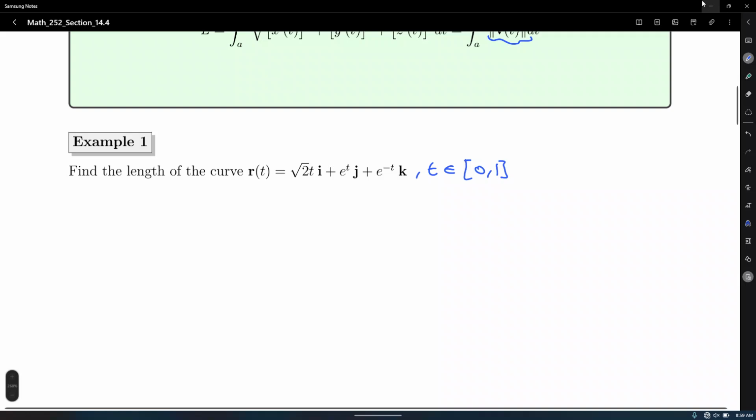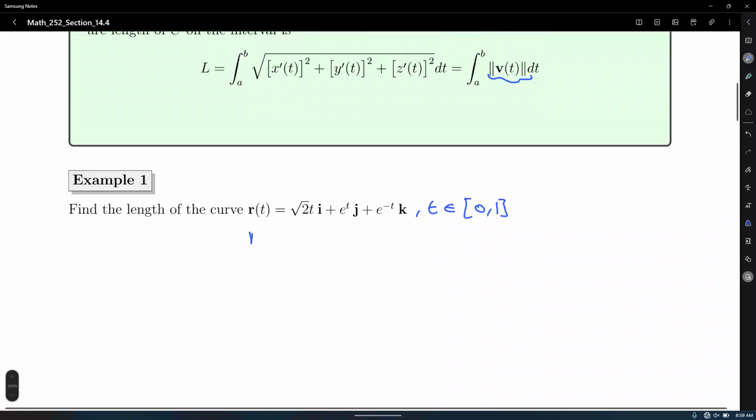Today's Tuesday. So, okay, let's find the velocity, or r prime. It's the velocity, v of t. Just the velocity first, not the magnitude. That is the derivative of root of 2 times t, which is just root of 2. Comma, the derivative of e to the t is itself, and the derivative of e to the negative t is also itself, times the derivative of the exponent, which is negative 1. That's just represented by a negative in front of the exponential.